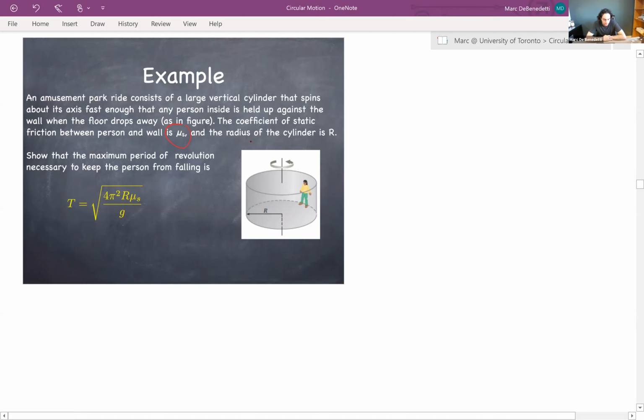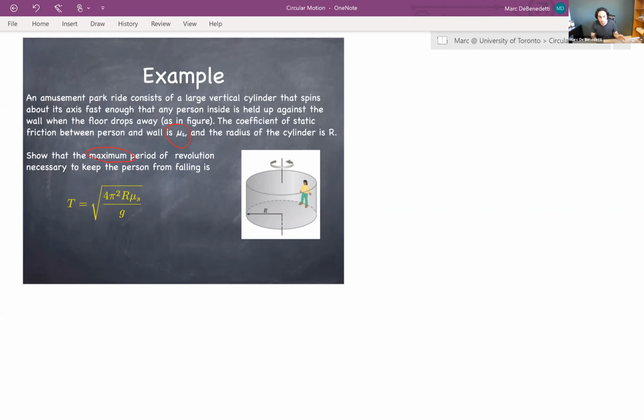Show that the maximum period of revolution that is necessary to keep the person from falling is that. That shouldn't say maximum, I think it should say minimum. Oh no, maximum? Yeah, well, whatever. Calculate the period necessary to prevent the person from falling.